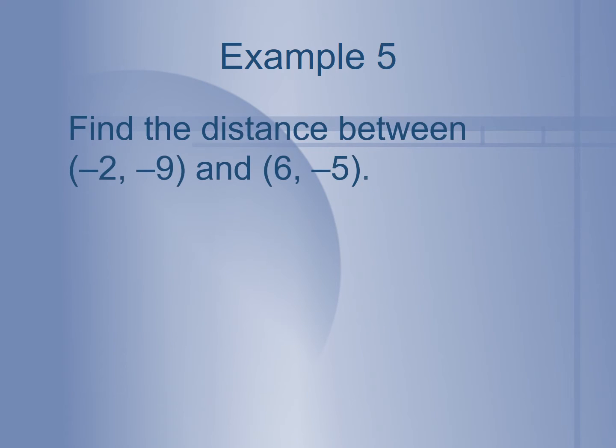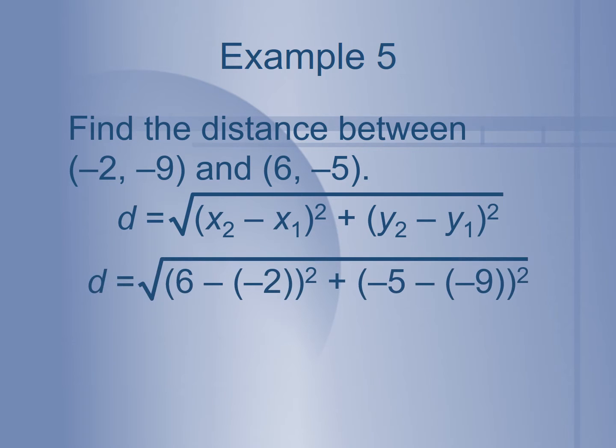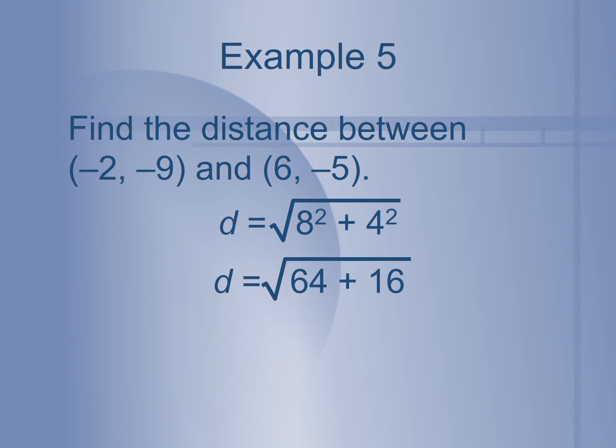Next example, let's find the distance between (-2, -9) and (6, -5). So we'll do (6 minus -2) squared plus (-5 minus -9) squared. We do what's inside the parentheses first. So that means we end up with 8 squared plus 4 squared. That's 64 plus 16, which is 80. Then we can simplify the square root of 80, and that's going to end up being 4 square roots of 5.